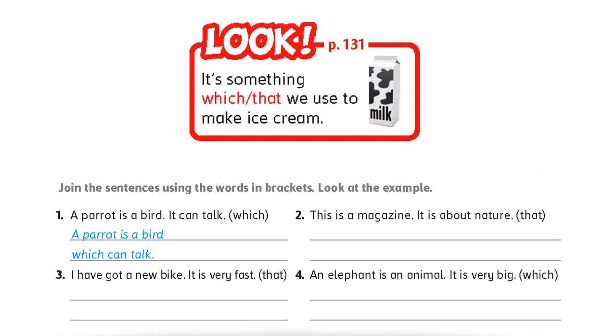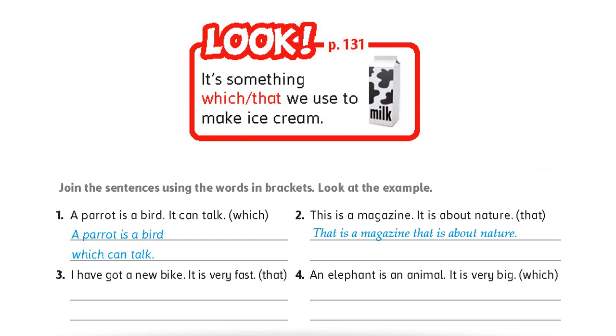In this exercise, join the sentences using the words in brackets, and you have an example to look at. Remember what I told you in the class? Remove the full stop, remove the pronoun that refers to the noun, and put the relative pronoun in the middle. So number 2. This is a magazine. It is about nature. Remove the full stop, remove it, and put that in between. So it will be: This is a magazine that is about nature.